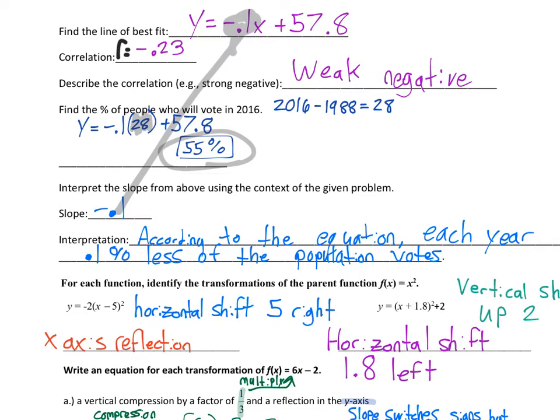It's also implying that back in 1988, our initial value of percentage of people who voted was 57.8. That's what we could have said if it asked us about the y-intercept. The y-intercept would be this value on the end, and we could say, hey, in the initial year they started doing this survey, 57.8% of the population voted.